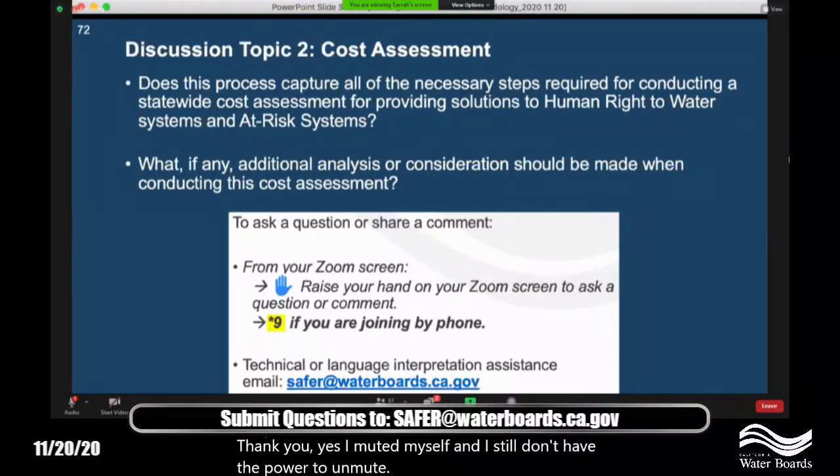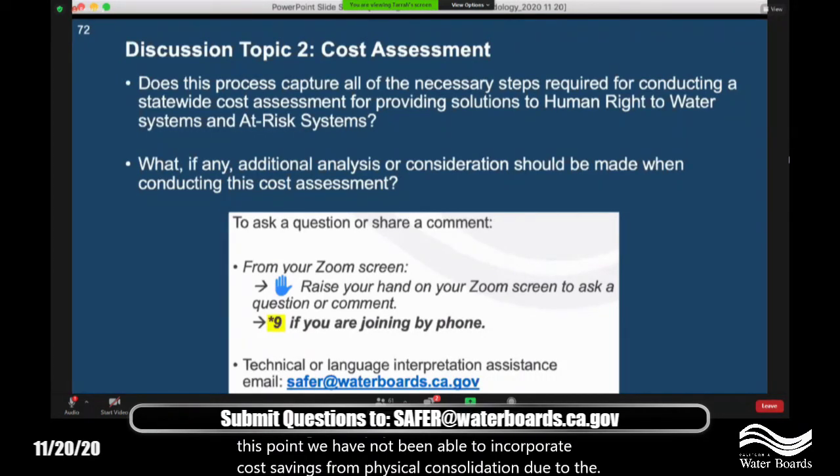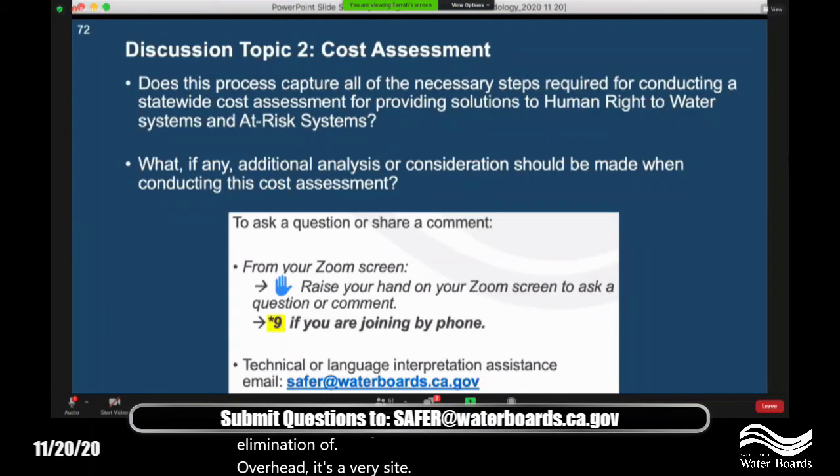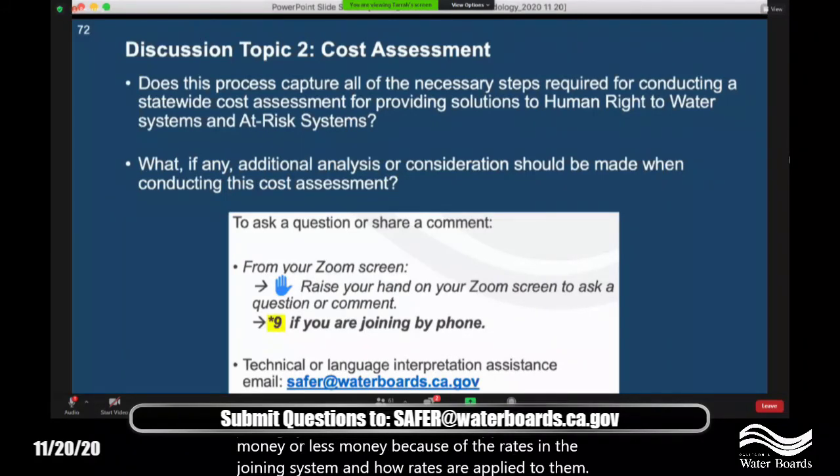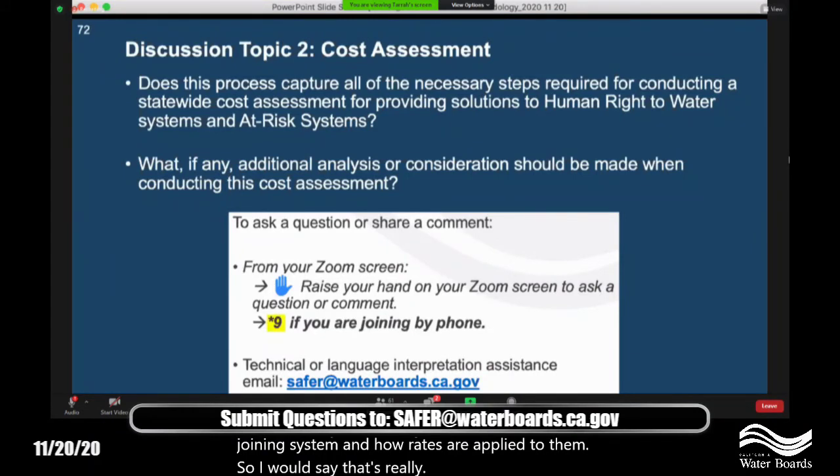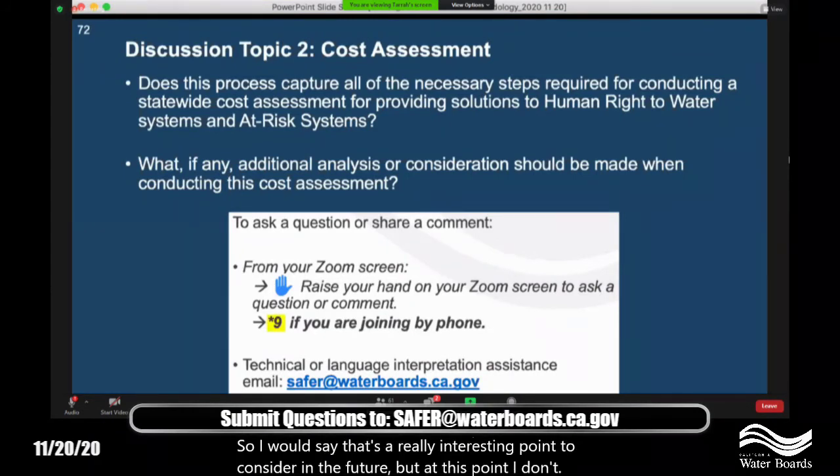So thank you for the question. That's a really valid point. At this point, we have not been able to incorporate cost savings from physical consolidation due to the elimination of overhead. It's a very site-specific question, and it's complicated because of the different rate structures in different systems. Customers could potentially, in some cases, end up paying more money or less money because of the rates in the joining system and how rates are applied to them. So I would say that's a really interesting point to consider in the future. But at this point, I don't think we have enough information to complete that piece.